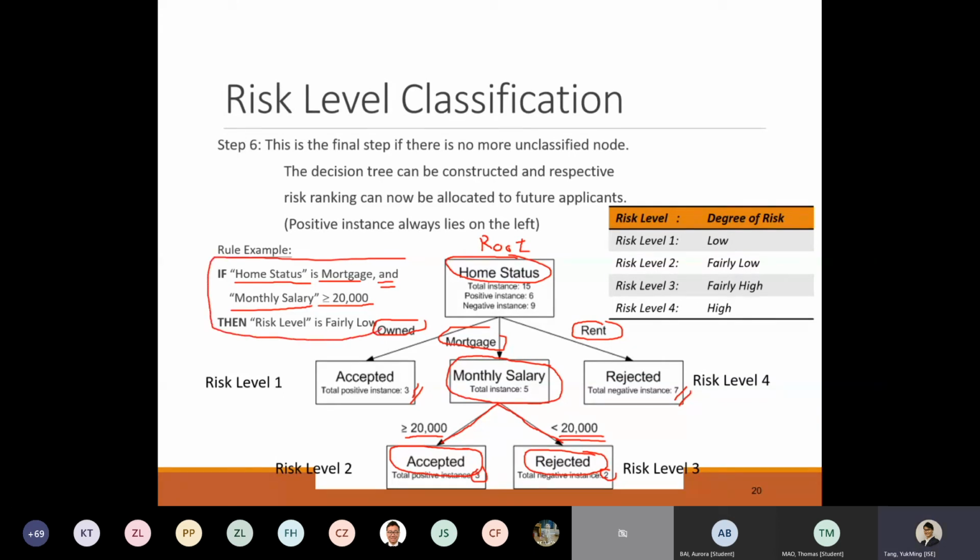So do you still remember this sentence? This is the rule-based reasoning. After we apply the decision tree, we can make use of this decision tree to set up the rule-based reasoning: if the home status is mortgage and the salary is larger than $20,000, then the bank can accept the offer. And by using this rule-based reasoning, we can set up the formula for the expert system. As mentioned in the last lesson, in AI, in order to decide whether we accept or reject the offer, we can make use of the expert system.